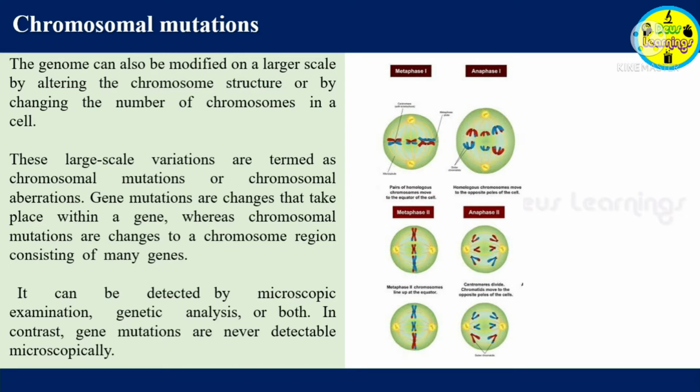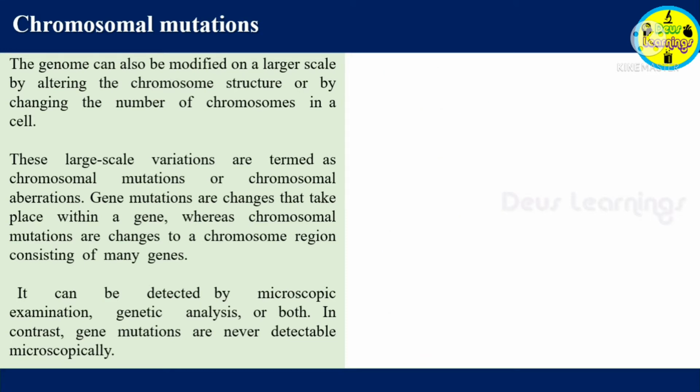If you recall, during metaphase the chromosomes are arranged in the equatorial plate, and as anaphase proceeds they get segregated. At meiosis 1 the homologous chromosomes segregate, and at meiosis 2 the sister chromatids get segregated. If there is some defect in this segregation, it will affect the outcome of the number of chromosomes, right? So you have to recall that.